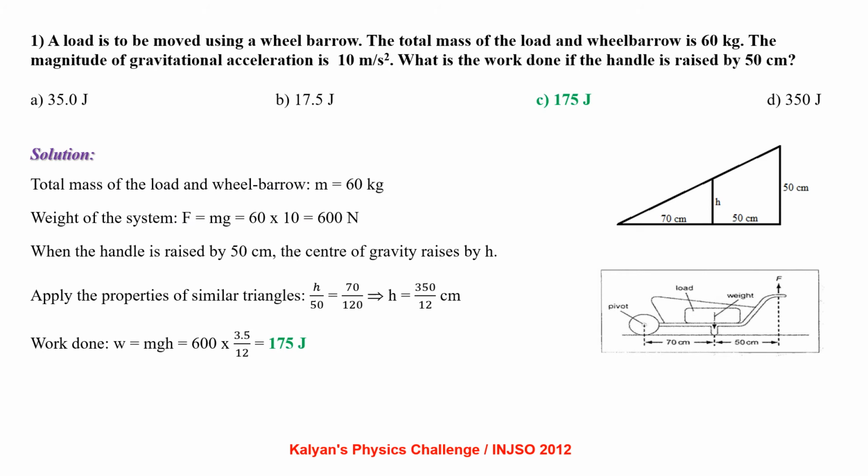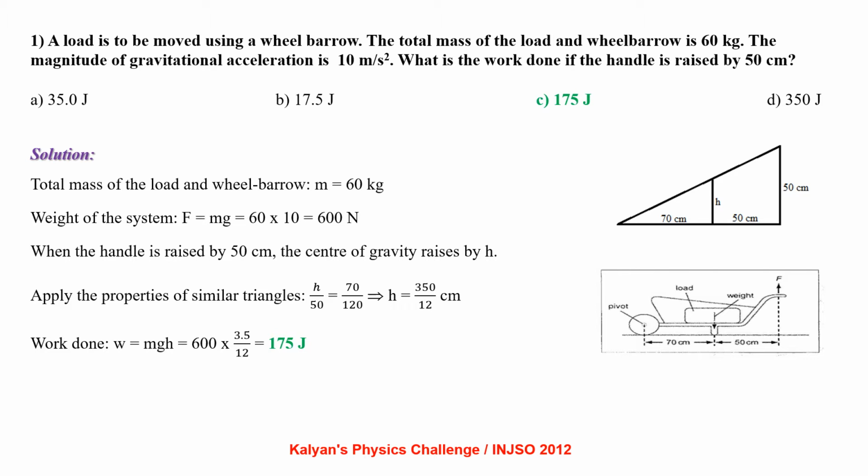A load is to be moved using a wheelbarrow. The total mass of the load and wheelbarrow is 60 kg. The magnitude of gravitational acceleration is 10 meter per second square. What is the work done if the handle is raised by 50 centimeter?